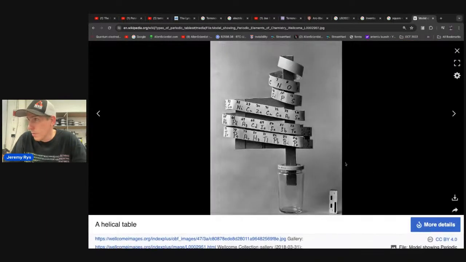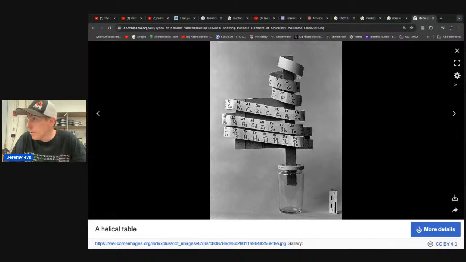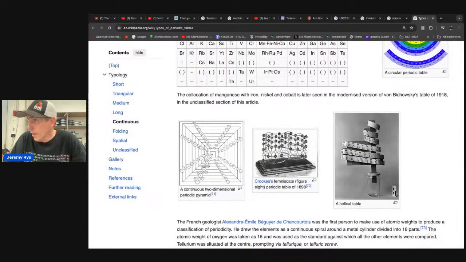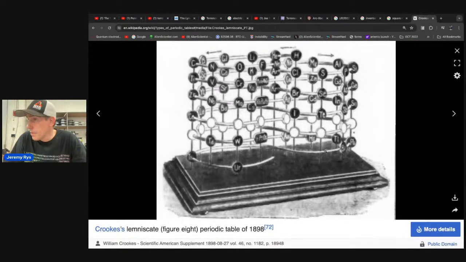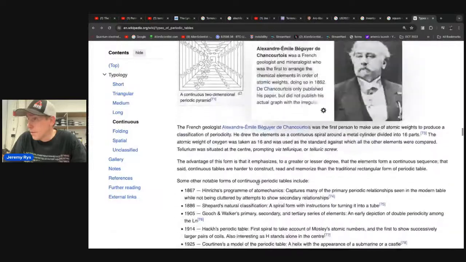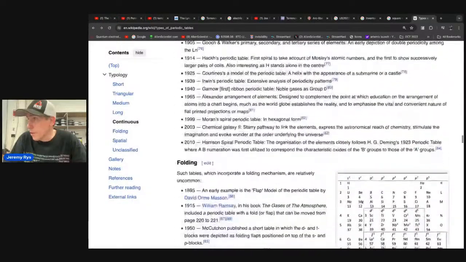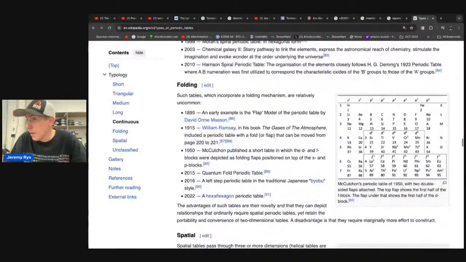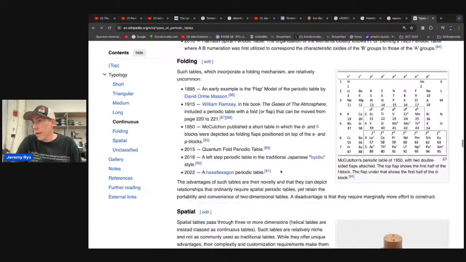The helical table is one of my favorite. Crookes' Lemniscate figure 8 periodic table that he had, this figure 8 table. So Walter Russell's not the first guy to try to rearrange the periodic table into some meaningful way, but it doesn't give us insights into new chemistry at all that I'm aware of.